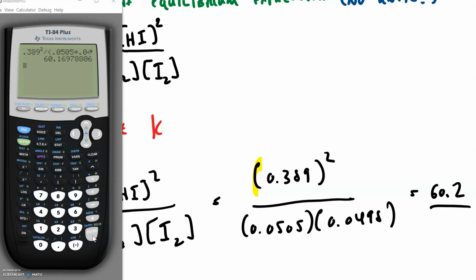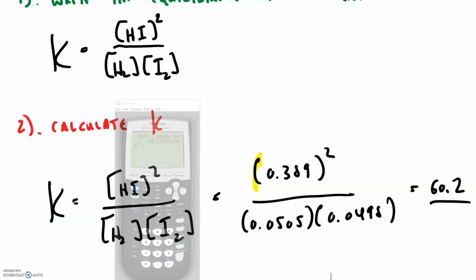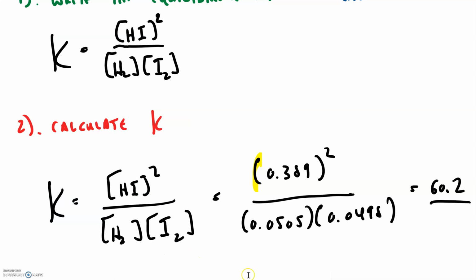What this says is that at equilibrium, the concentration of products is roughly 60 times greater than that of the reactants. So when the reaction runs, it almost gets to completion, but not quite. All right, that's the whole thing, and for now, that's about as complicated as it's going to get. So I'd like you to try a couple of these, and I'll see you all on the next one.